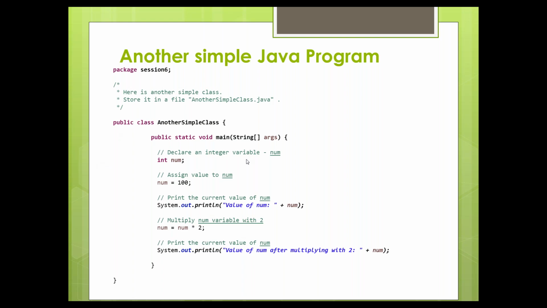What are we doing next? We are multiplying the current value of num by 2 and storing it in the same variable, num. Then we display the current value of num. We will start our discussion with this program in mind. Let's move on to the next slide. Hope all of you can see my screen. Okay, thank you.